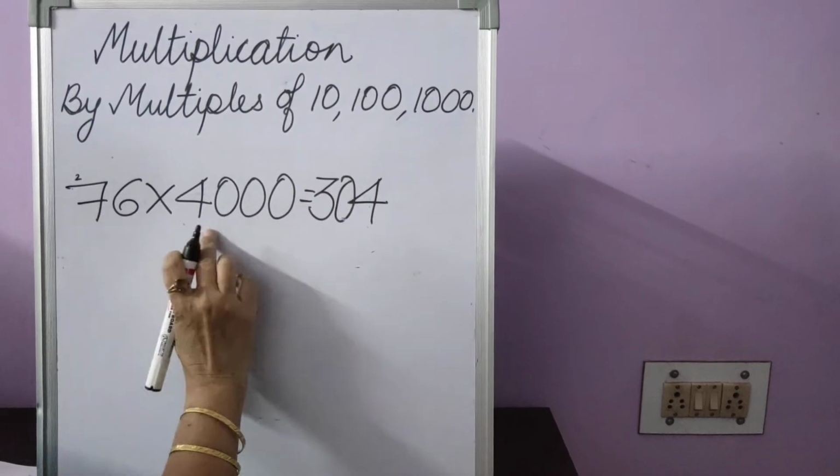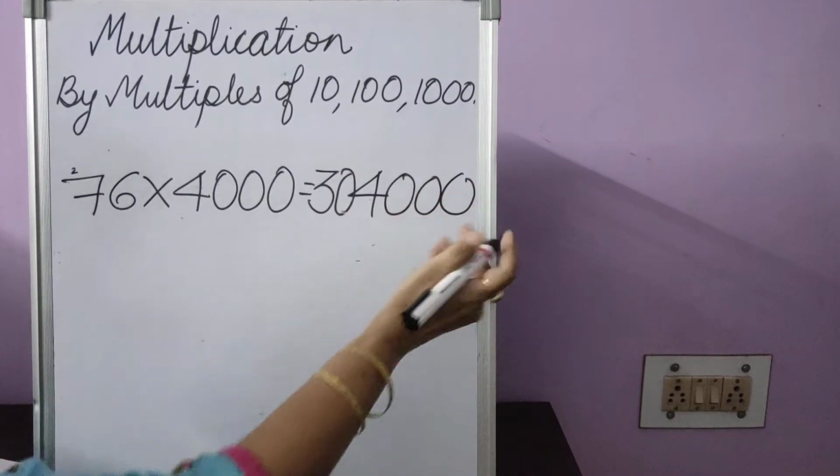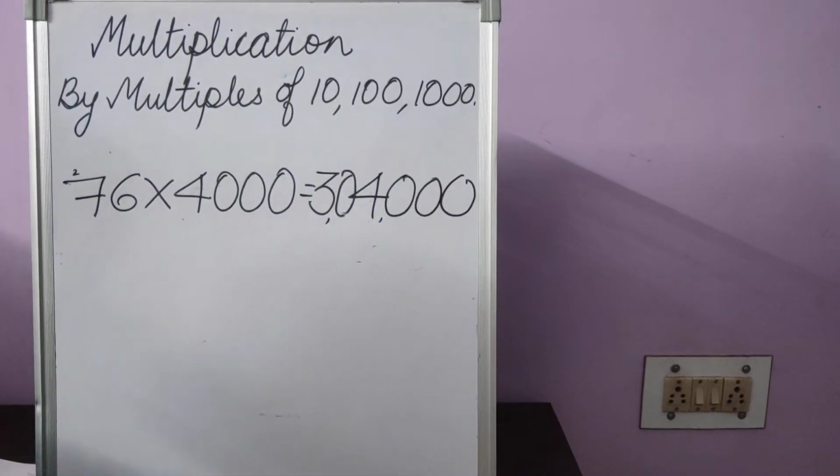How many zeros have we left out? 3. Add them. 1, 2, 3. That's your answer. Put in your commas.